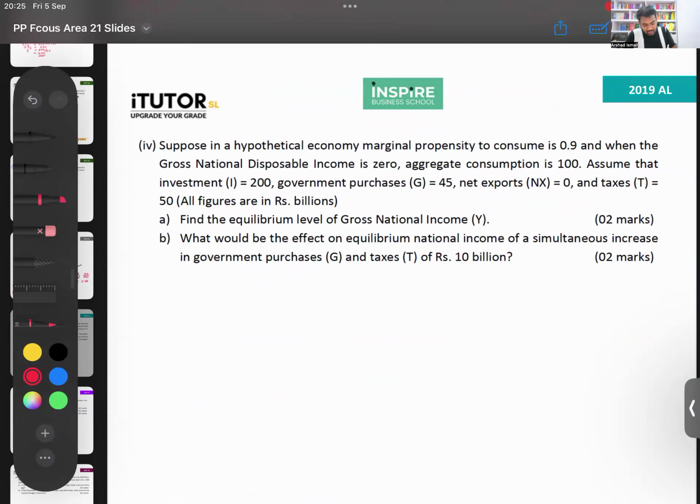2019 part 4. Suppose in a hypothetical economy MPC is 0.9. When gross national disposable income is 0, aggregate consumption is 100. What is that 100? That is your autonomous consumption, right? Assume that investment is 200, government purchase 40, net exports are 0, taxes are 0. Find the equilibrium level of national income. Can you all do that for me?